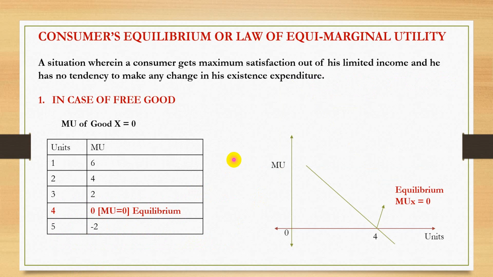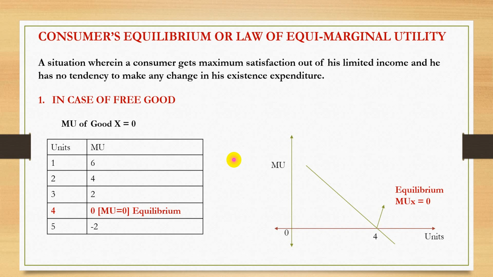Now let us see consumer equilibrium, or the law of equi-marginal utility. What is the law of equi-marginal utility? A consumer's equilibrium refers to a situation wherein a consumer gets maximum satisfaction out of his limited income and has no tendency to make any change in his existing expenditure.